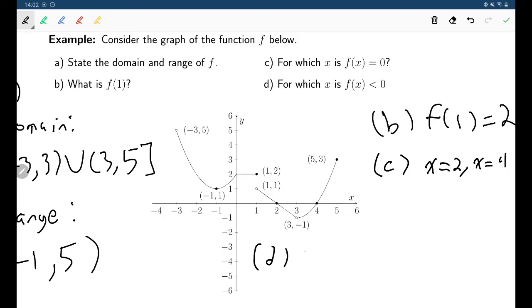So for part D, if we're wondering which values of x make our function less than 0, it's everything from 2 to 3, not including the 2 and not including the 3, not including the 2 because that's where f of x equals 0, not including the 3 because that point is not on the graph, together with from 3 to 4, not including either point, because again, 3 is not being included because there is no graph when x is 3, and 4 is not being included because that's where f of x is 0, and that's not a place where f of x is negative.